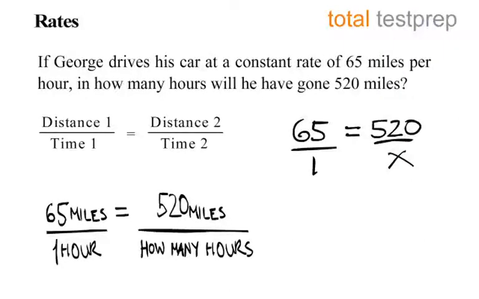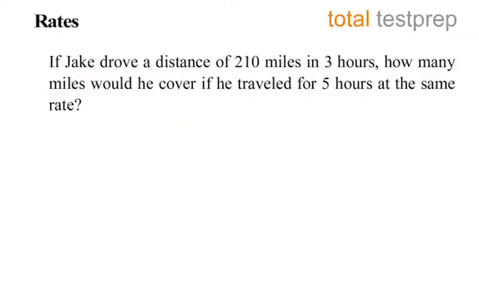We can then turn this into an algebraic equation where 65 over 1 is equal to 520 over x. And once you do the algebra, you get that x equals 8. So if George drives his car at a constant rate of 65 miles per hour, it'll take him 8 hours to go 520 miles. Let's try it again.